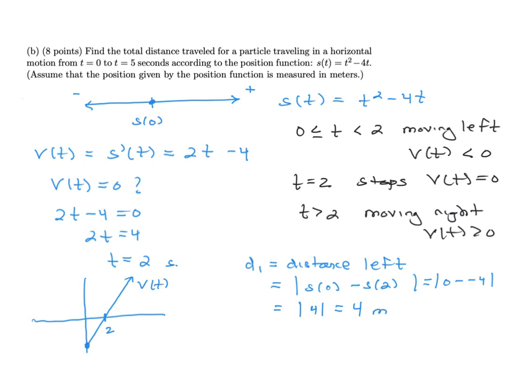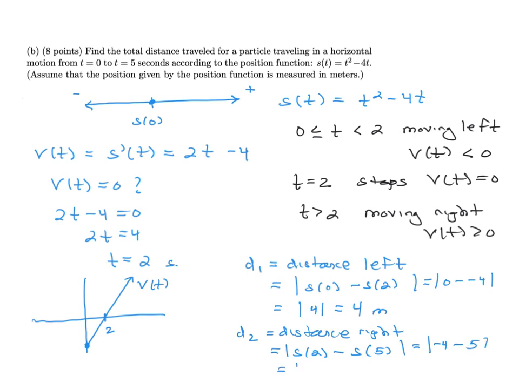If I want d2, which we'll say is the distance the particle moves to the right, this is equal to s of 2 minus, and we're going up to and including 5 seconds, s of 5. If we plug this into the function, again, s of 2 is negative 4, minus, if we put 5 into the function, we get 5.